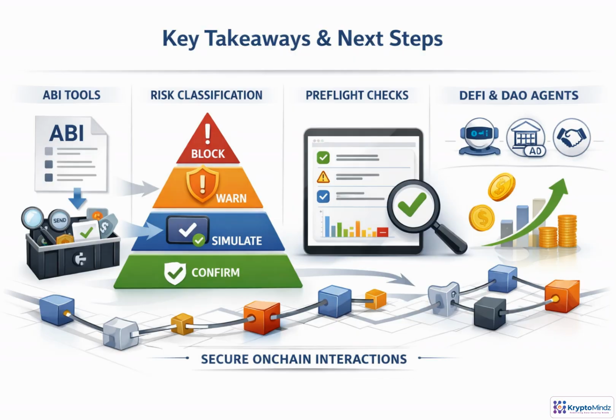The big idea is simple. Agents need guardrails before they touch contracts. ABIs become usable tools, functions are explained and classified by risk, and pre-flight simulation catches problems early. That foundation turns agents into safer collaborators for DeFi research, swaps, governance, NFTs, and broader on-chain workflows.